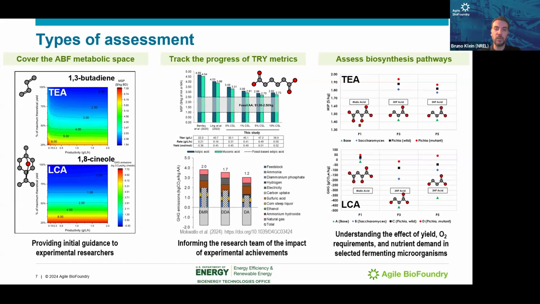So this information is also fed back to the researchers so they can understand how to best leverage this type of information for their own process development purposes. So that is essentially it for the TA LCA task.